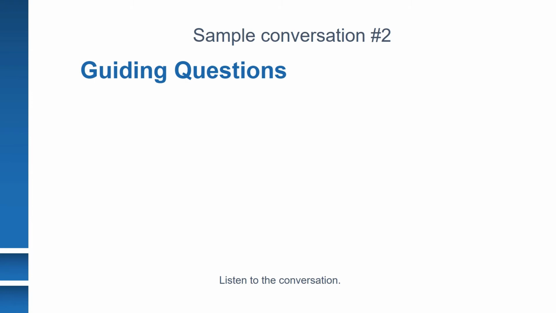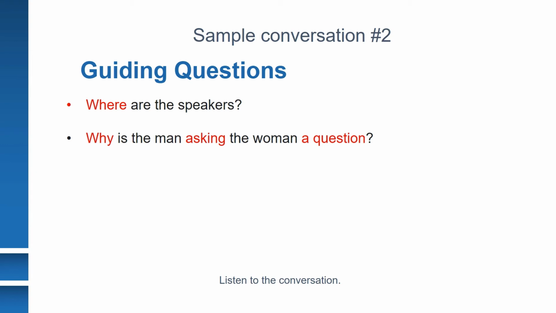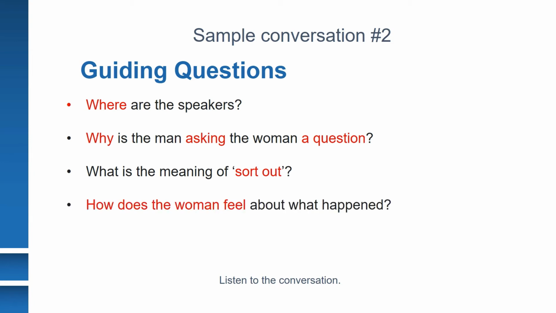Let's move on to sample conversation number 2. The guiding questions are, where are the speakers? Why is the man asking the woman a question? What is the meaning of sort out in this conversation? And lastly, how does the woman feel about what happened? Now let's have a listen.